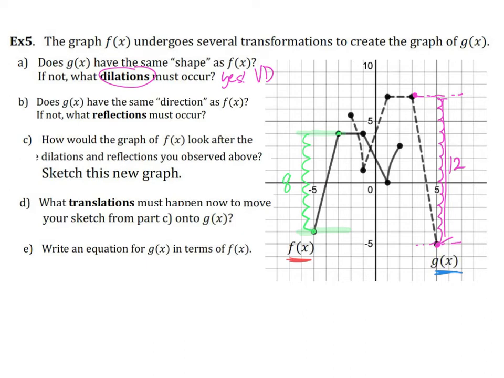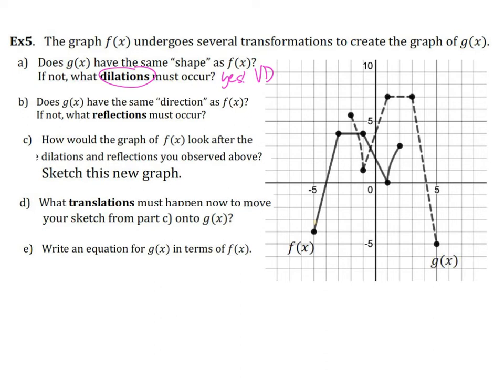Now, how about a horizontal dilation? Do we know if a horizontal dilation occurred? Well, let's figure that out. If I look from my leftmost point to my rightmost point, I would see that it's 1, 2, 3, 4, 5, 6, 7 units. Then if I do that again with my dotted graph, from my leftmost point to my rightmost point, that's 1, 2, 3, 4, 5, 6, 7. So there was no horizontal dilation, just a vertical dilation.